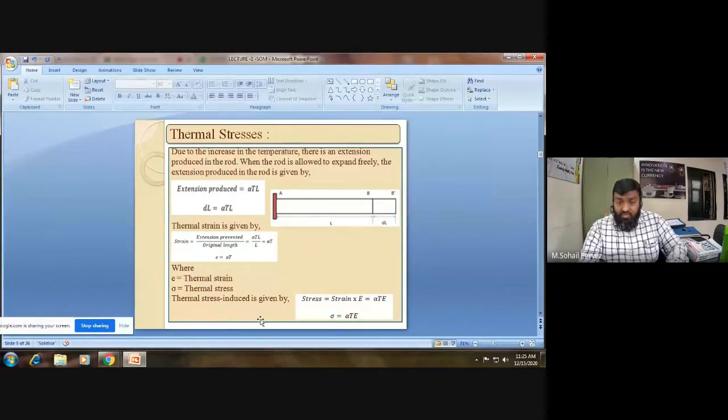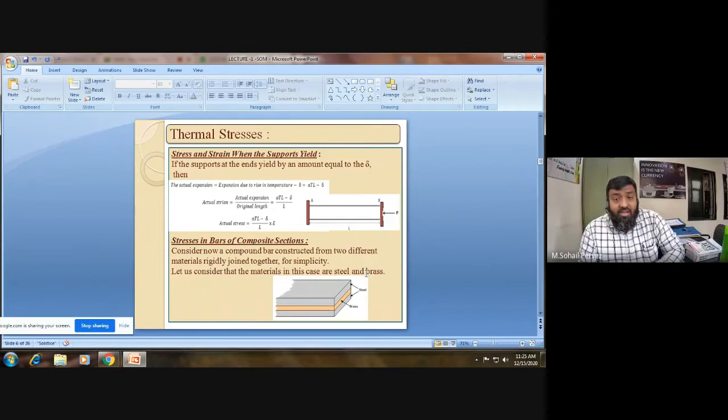Now, if you want to calculate thermal stress, then Young's modulus would come into play. Young's modulus is equal to stress upon strain. So stress is equal to Young's modulus into strain. So this is the basic formula. I think you are getting my point. This is the basic formula for how we calculate thermal stress.